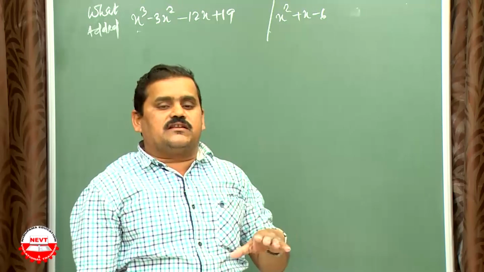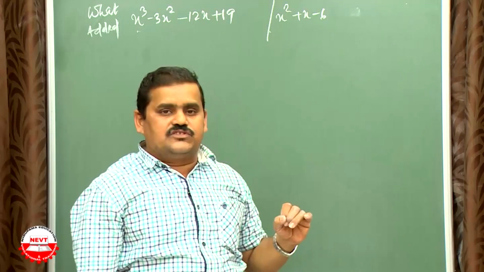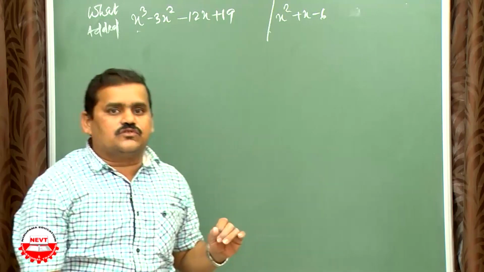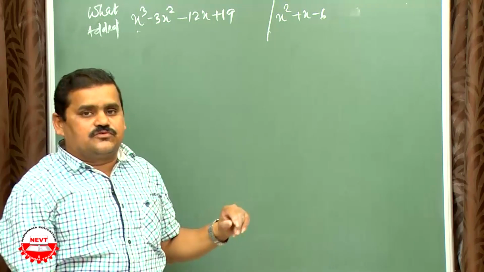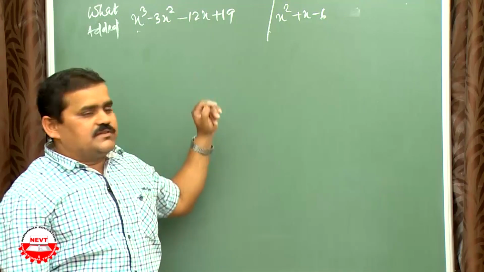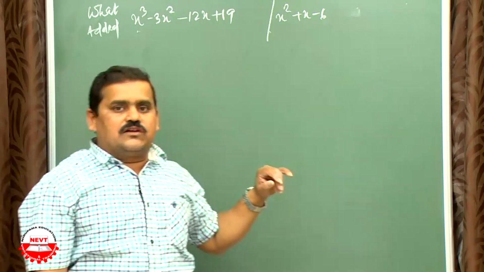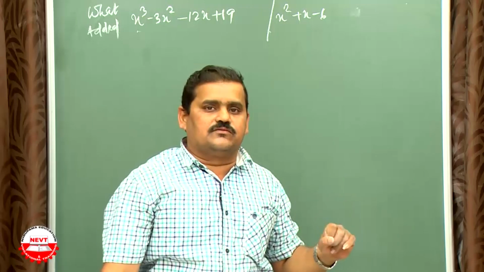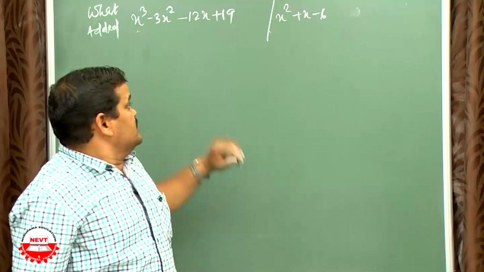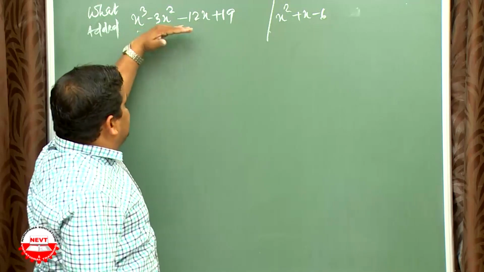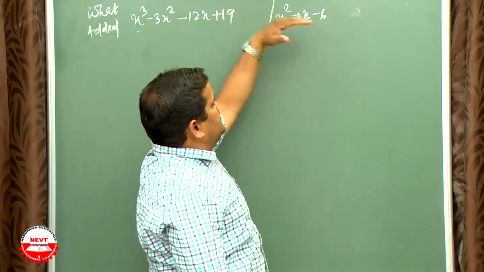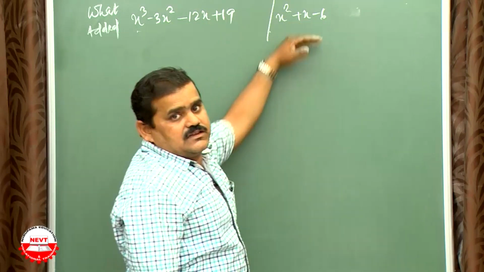You have to prepare. If you are a good student, your IQ is very good, you want to secure A1, so do all types of questions. So don't leave any type of question. If you have any doubt, you can mail me also. I will solve it within 2 or 3 days. So what must be added to this to make it divisible by this?